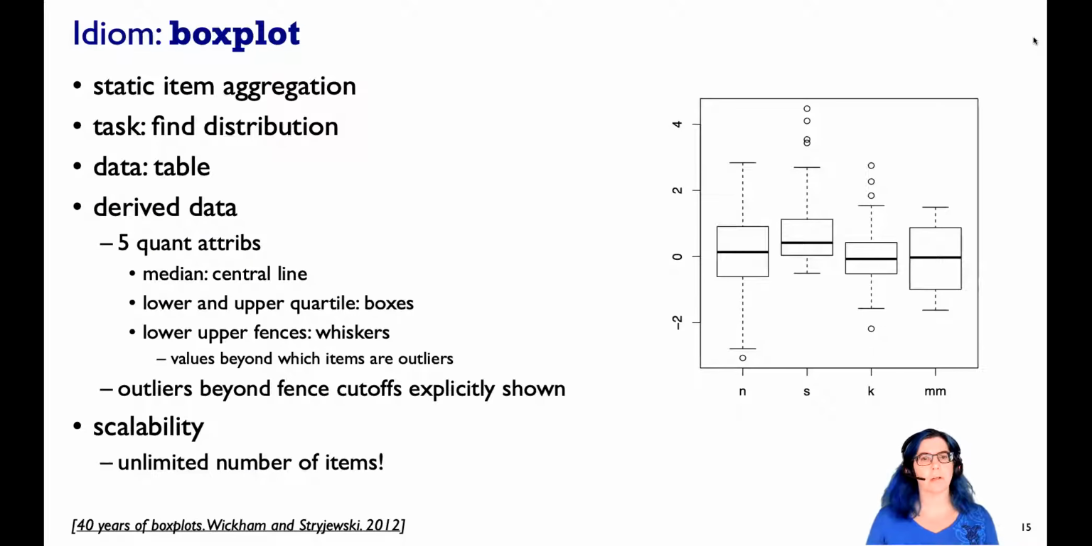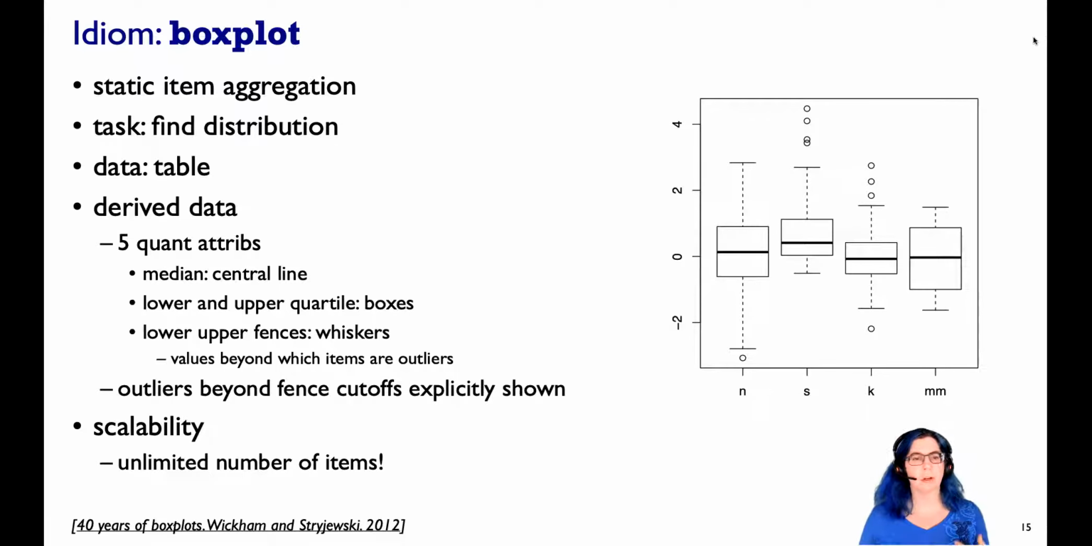Let's take another example that surely you've seen before of static item aggregation, and that's a box plot. Again, very well tuned for the task of finding a distribution. And we again are deriving data. We take a table of the original data, and then we derive a new table. And it's a very, very concise table.